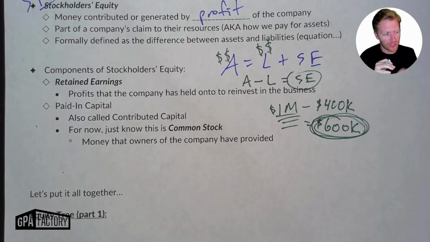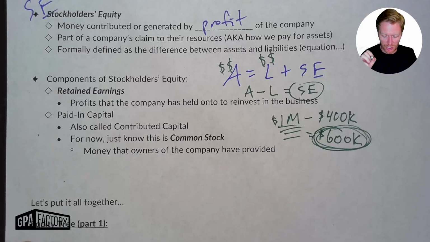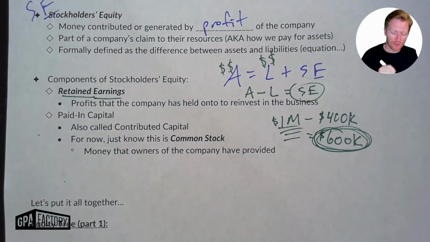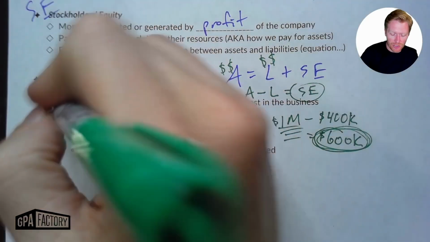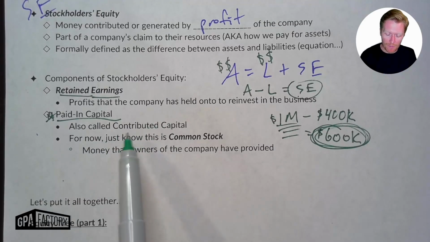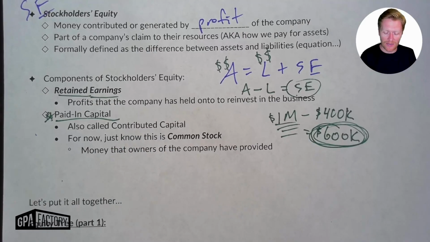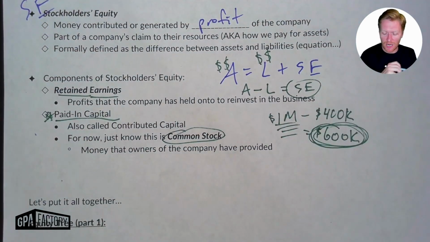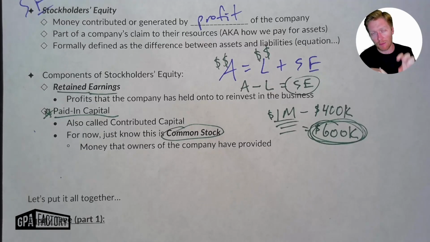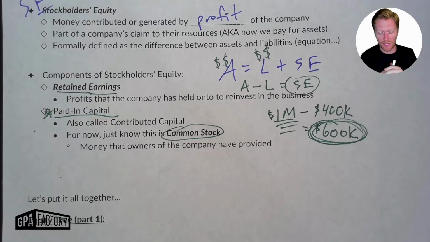So there's really two major sources of this idea of equity, two major components, and that is retained earnings, okay, and paid in capital. So this is usually what happens at the very start of a company. There is some paid in capital that investors will pump into the company. Maybe they believe in the company's idea, but they're going to contribute some capital. So that's why it's called contributed capital or paid in capital. For now, just know that it's common stock. This is money that the owners have provided to the company. So the owners have pumped money into the company. That is going to be paid in capital.